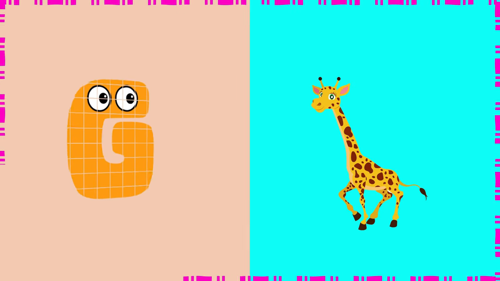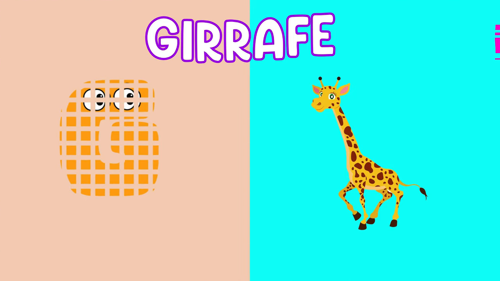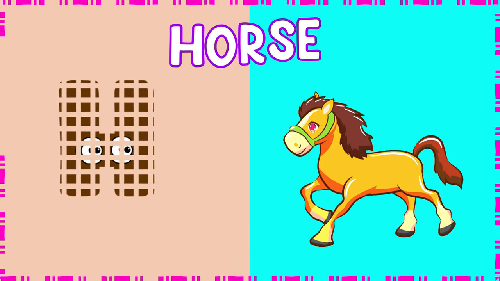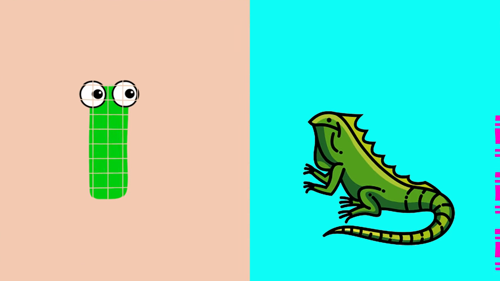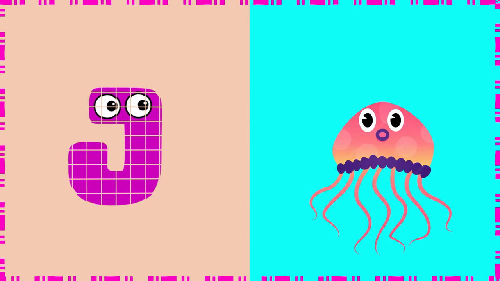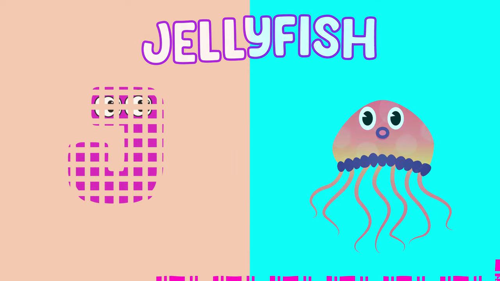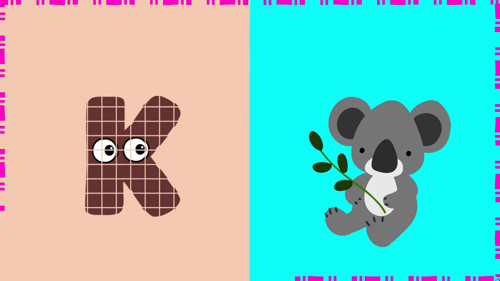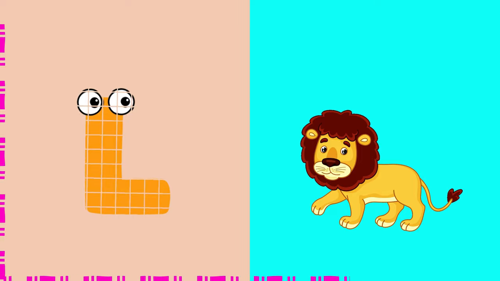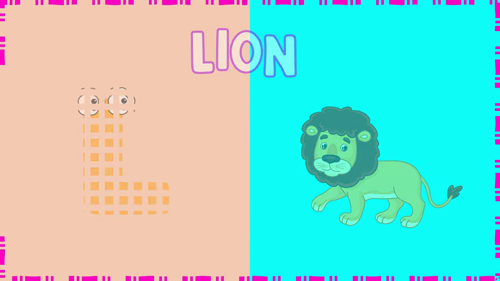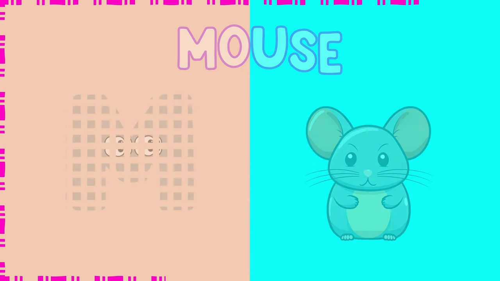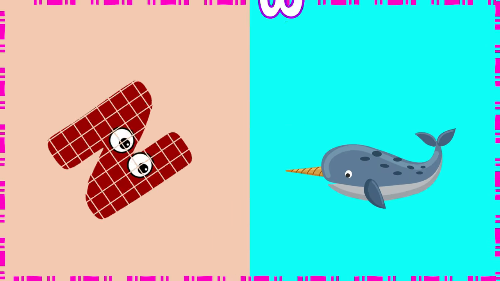G is for giraffe. Giraffe. H is for horse. Horse. I is for iguana. Iguana. J is for jellyfish. Jellyfish. K is for koala. Koala. L is for lion. Lion. M is for mouse. Mouse. N is for narwhal. Narwhal.